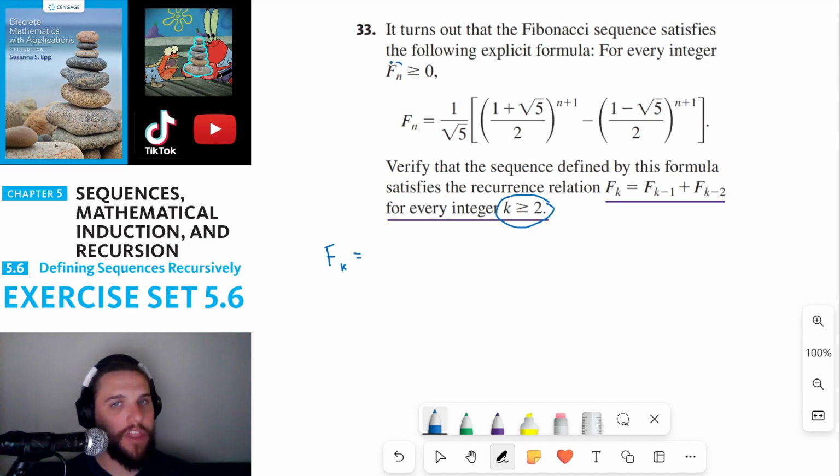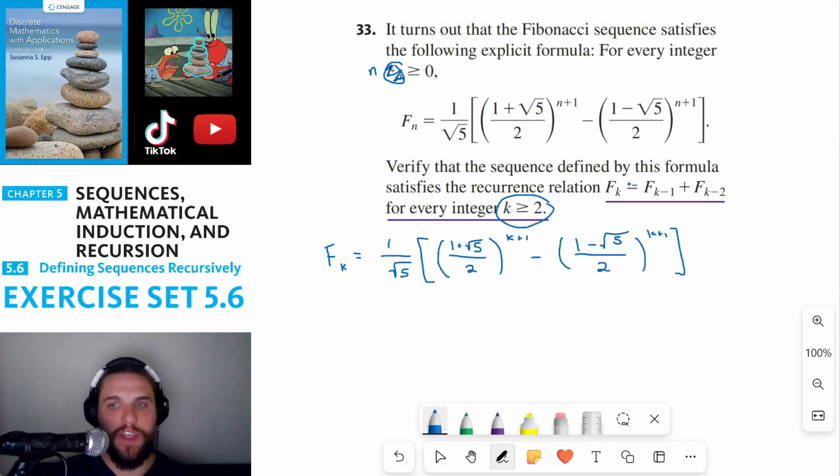Now, I think the author meant to put an n here instead of f sub n, because every Fibonacci number is greater than or equal to 0. The author meant to write n greater than or equal to 0 here, because then what's important is that since k is greater than or equal to 2, then k is greater than or equal to 0, which means that we can replace all of these n's here with a k. So I'm going to take this explicit formula and replace all of the n's with k's. So this is the left-hand side of this recurrence relation.